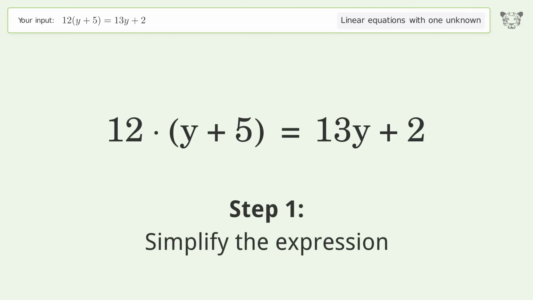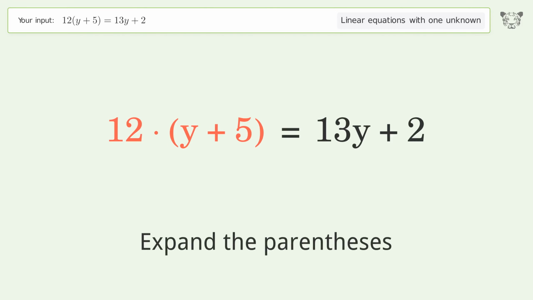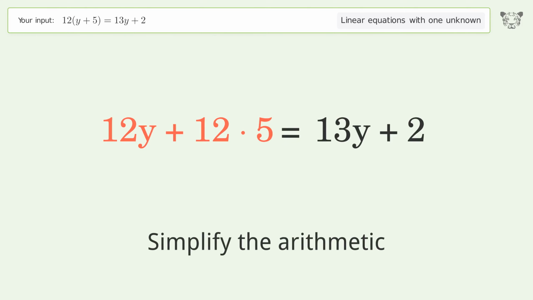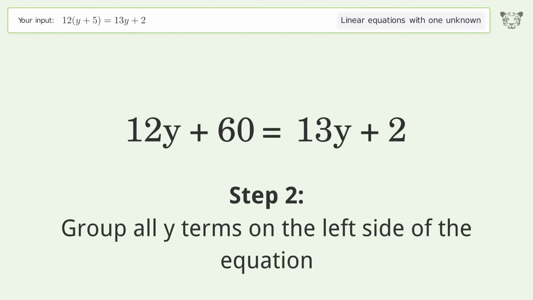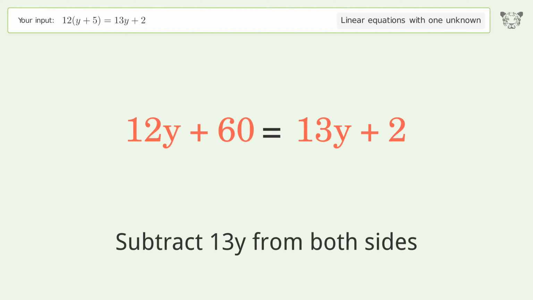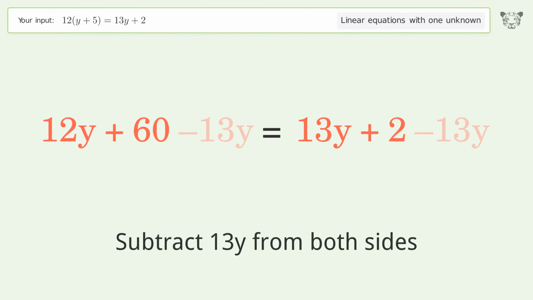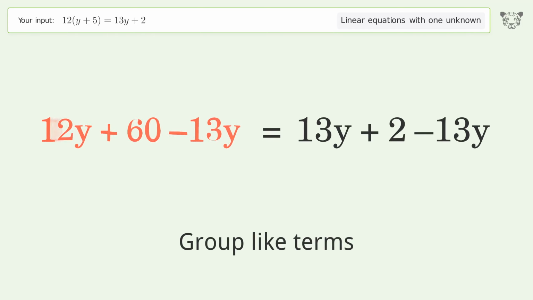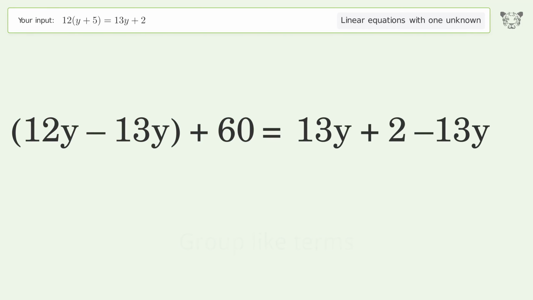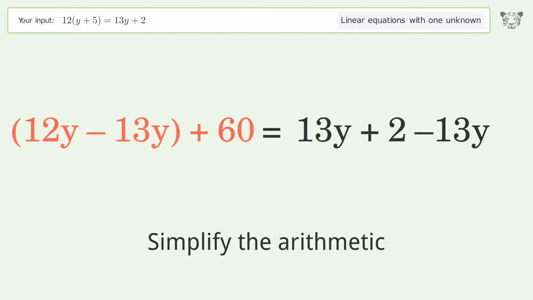Simplify the expression. Expand the parentheses. Simplify the arithmetic. Group all y terms on the left side of the equation. Subtract 13y from both sides. Group like terms. Simplify the arithmetic.